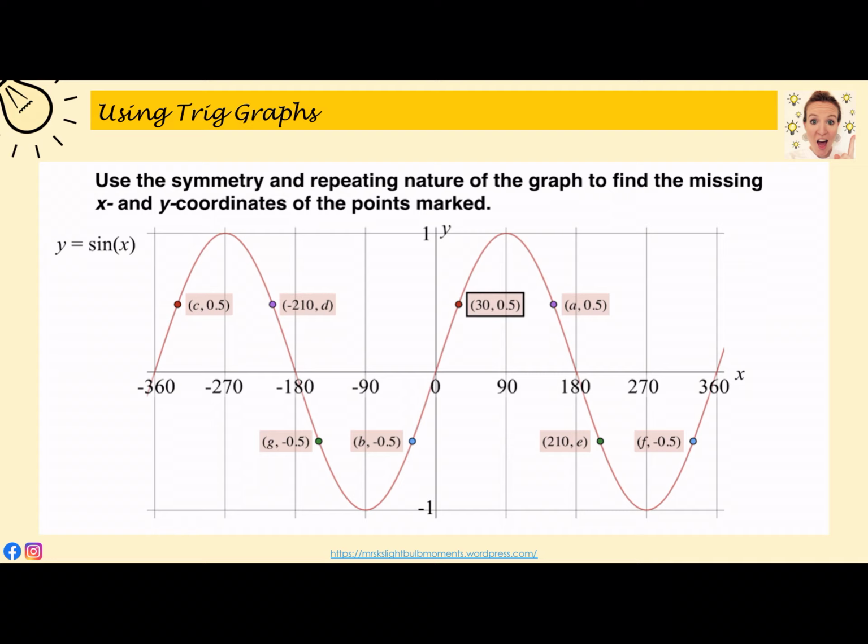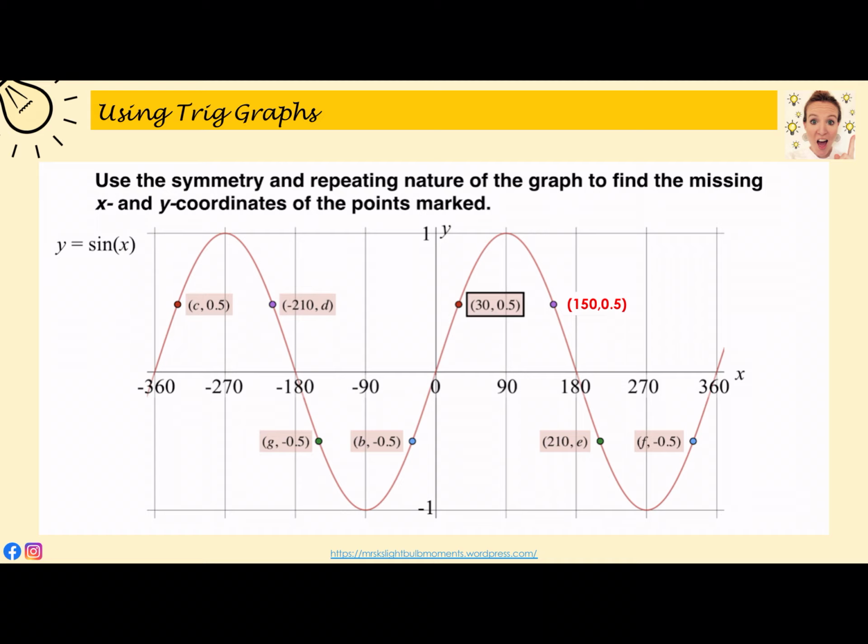So here, we're just going to be looking at the symmetry of the sine curve. Can you see towards the top right, we've got a coordinate a, 0.5. Can you work out what should replace the a? Look at some of the symmetry. Can you work out what goes instead of the a? So I'll tell you the answer and then we'll see if we can work out why. Oops, I'll just turn my pen off. So it should be 150, 0.5.